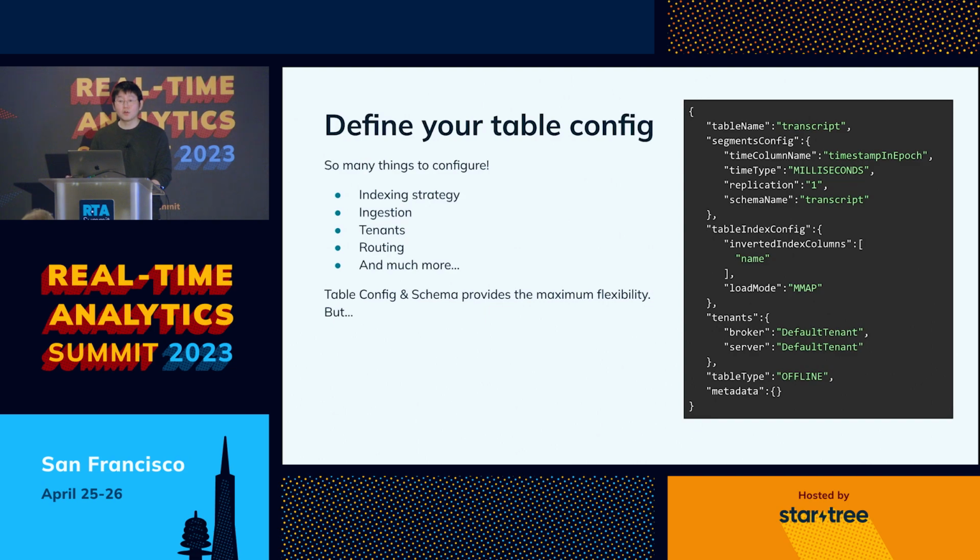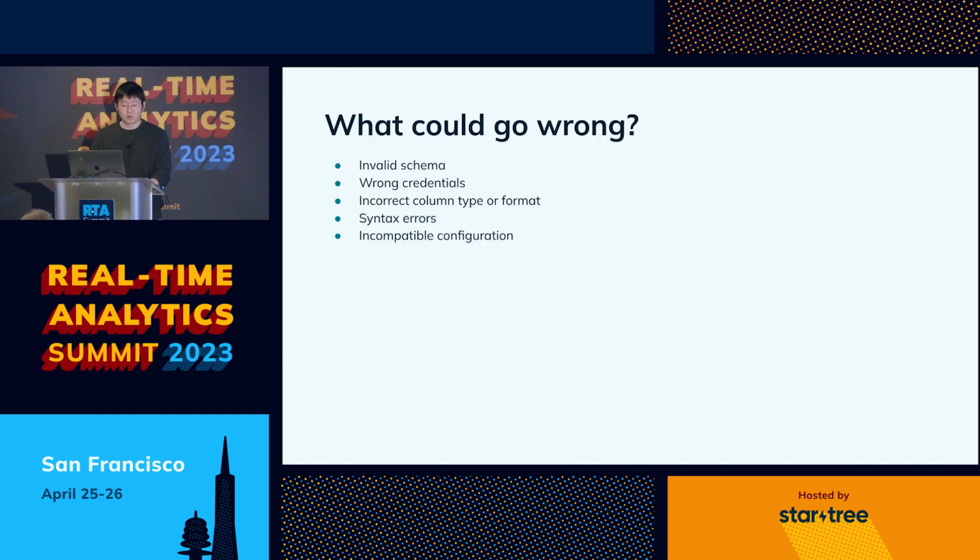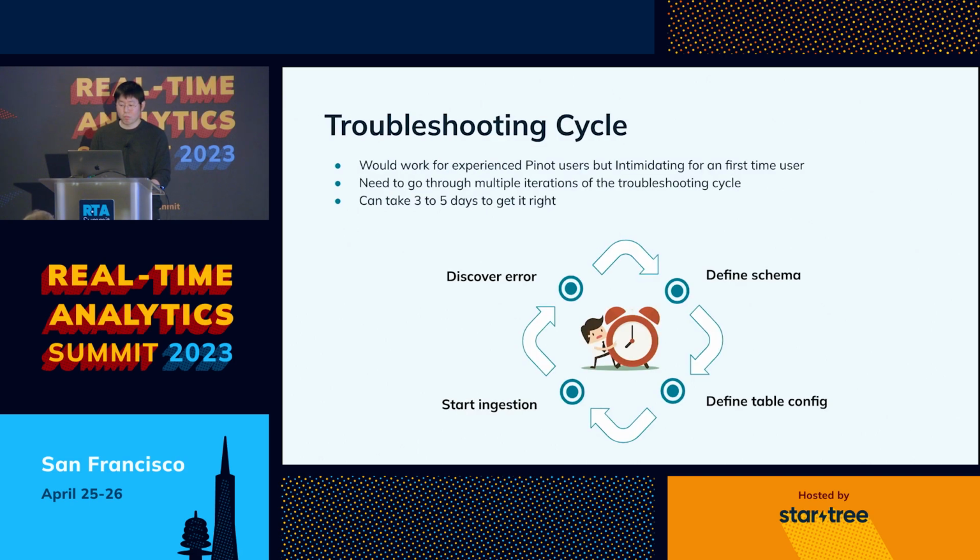So you can configure all the feature set that is provided by Pinot. But at the same time, while you're building these two configurations, a lot of things can go wrong. So someone may make some mistakes and put some invalid schema, and someone may put some wrong credentials, incorrect column types or format, or incorrect syntax errors. And then someone may also put some incompatible configurations.